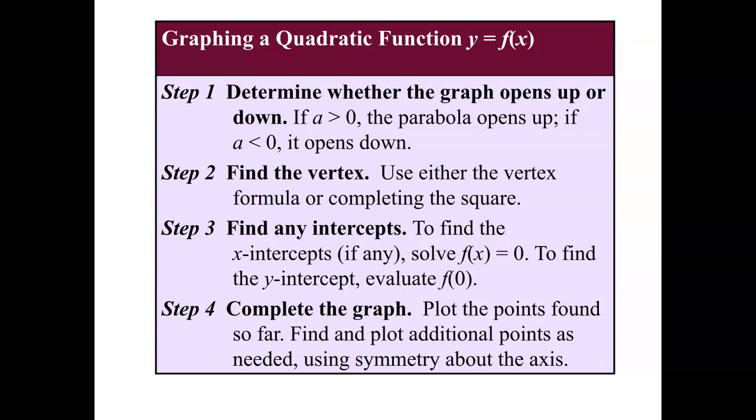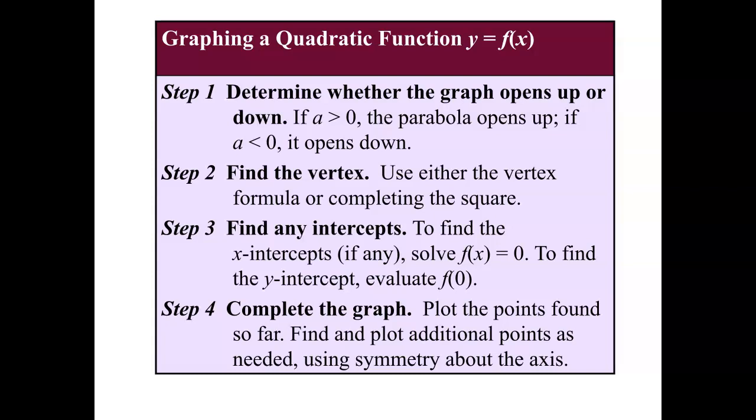Positive means it opens up. Negative means it opens down. Okay? So we look at the end behavior. Then we find the vertex, either by using the vertex formula, completing the square, whatever is going to be the easiest. Then find our intercepts. For our x-intercepts, we want to solve where f of x is 0. We want to set y to 0. To find our y-intercept, evaluate for when x is 0.